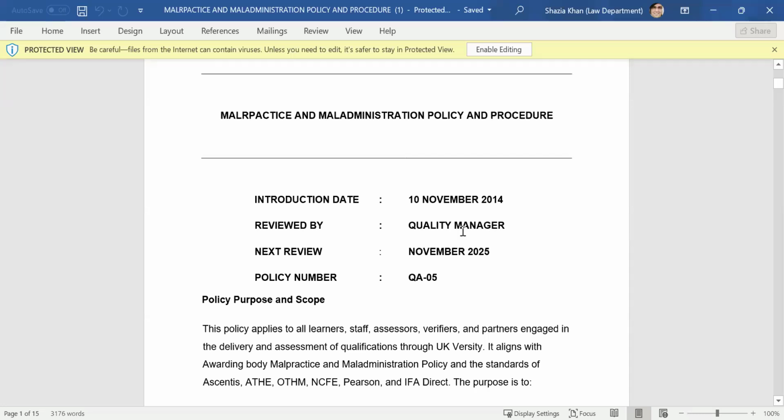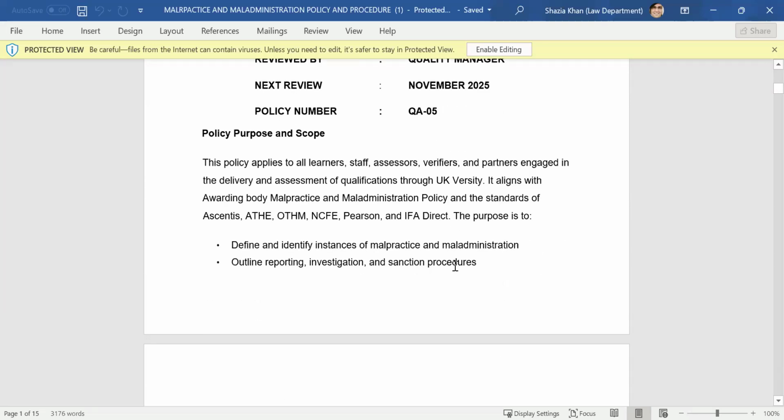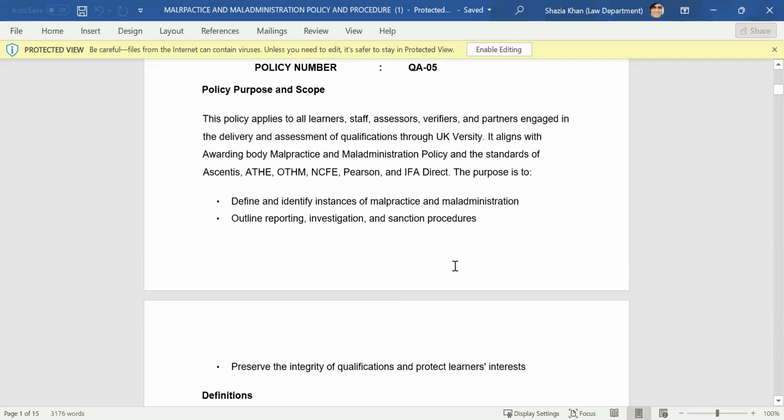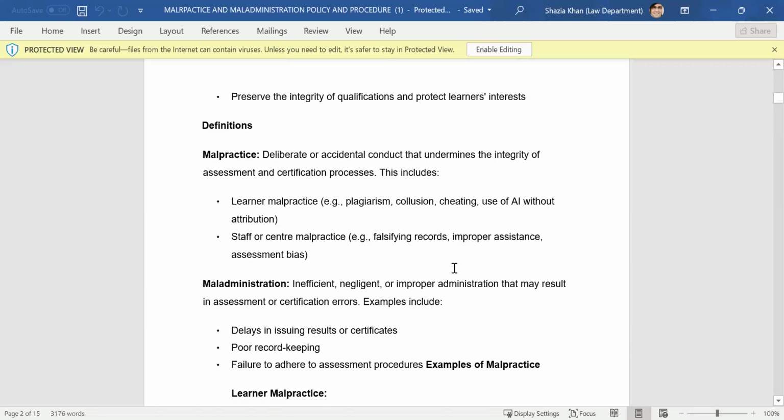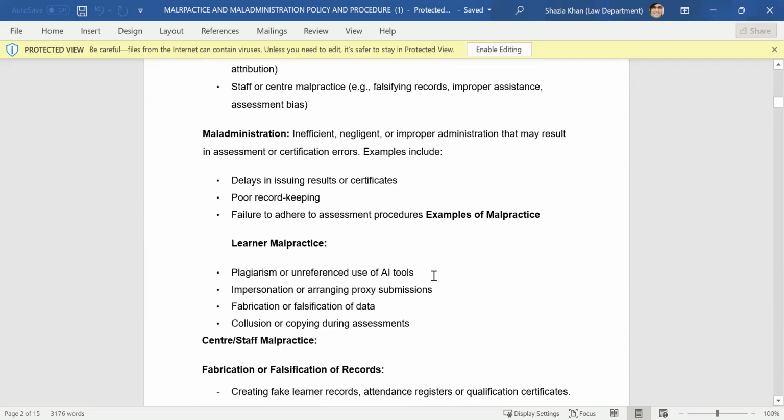Okay, so the malpractice and maladministration policy and procedure, can you see that? Yeah. That is available for you on Moodle or on the UK Varsity website. The purpose of this is that the awarding bodies have gone through the issue of malpractice and identify if there are any issues in regards to where you've taken work or you've not referenced it properly. Malpractice is where you deliberately take someone else's work and put it as your own. And then you've got maladministration, which is neglect or improper use of someone else's work.